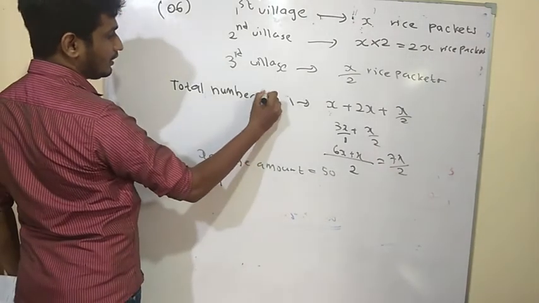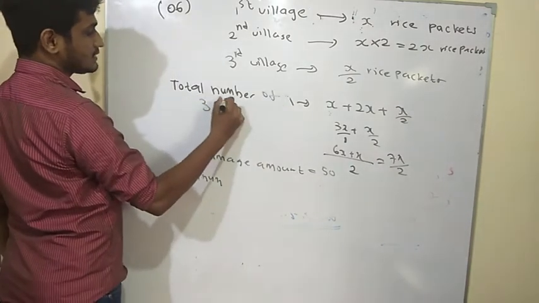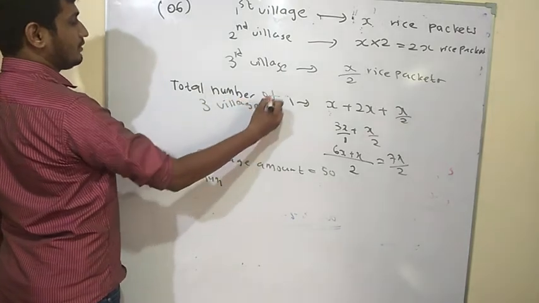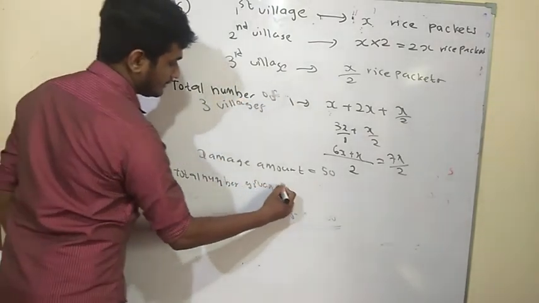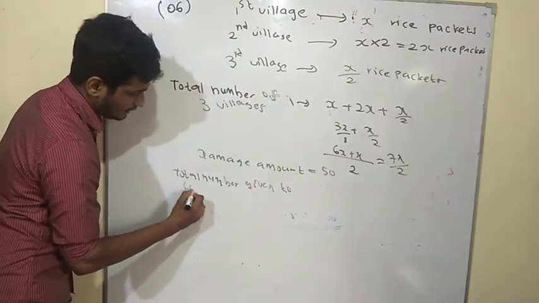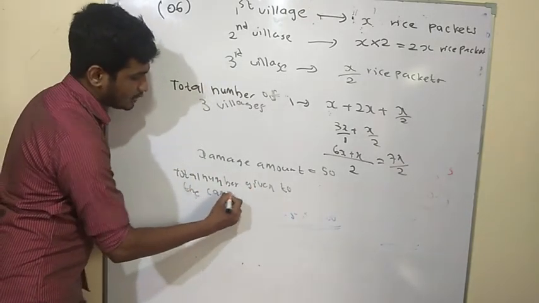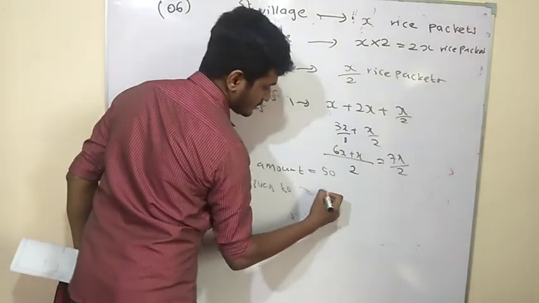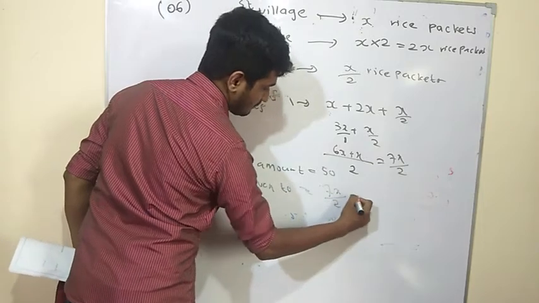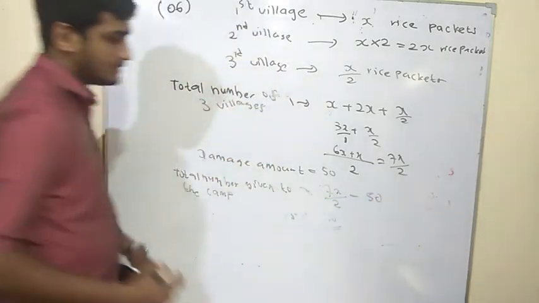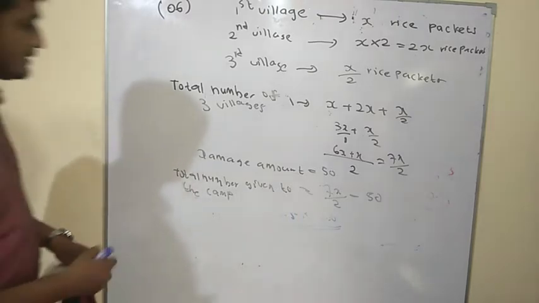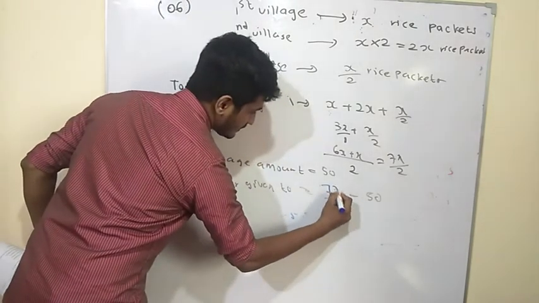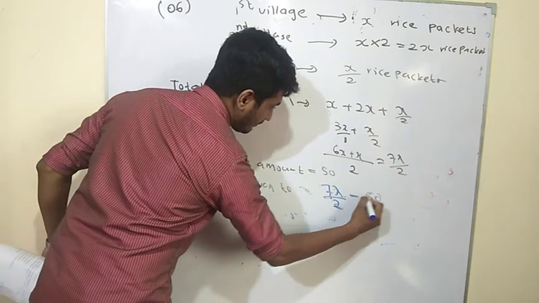Here we can write the total number from the 3 villages, and the total number given to the camp. The total amount is 7x over 2. Then 50 should be subtracted, because 50 rice packets were damaged during transportation. So the answer here is 7x over 2 minus 50.